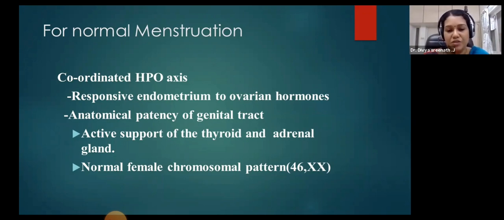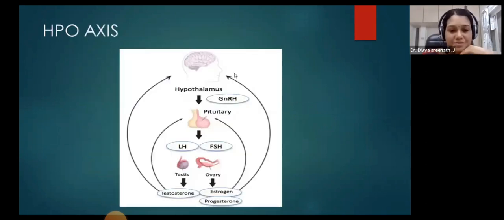And also the normal function of thyroid and adrenal gland, they have a supportive role to the hypothalamus-pituitary-ovarian axis. So from the hypothalamus, gonadotrophic releasing hormone will be released, and it stimulates the pituitary, especially the anterior pituitary, and the anterior pituitary secretes FSH and LH hormone. This is common to both males and females.